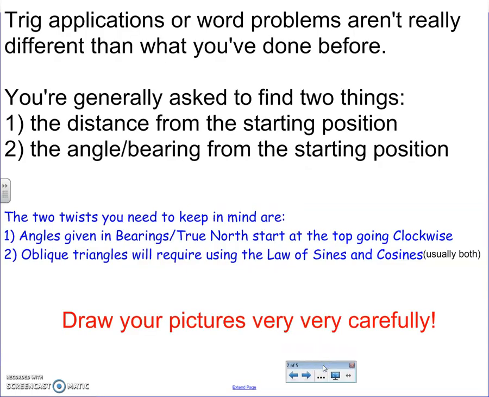Basically, trig applications of word problems aren't really different than what you've done before. You're going to be asked to find one of two things, or maybe both. The first thing is the distance from the starting position. The second thing is the angle or bearing from the starting position.